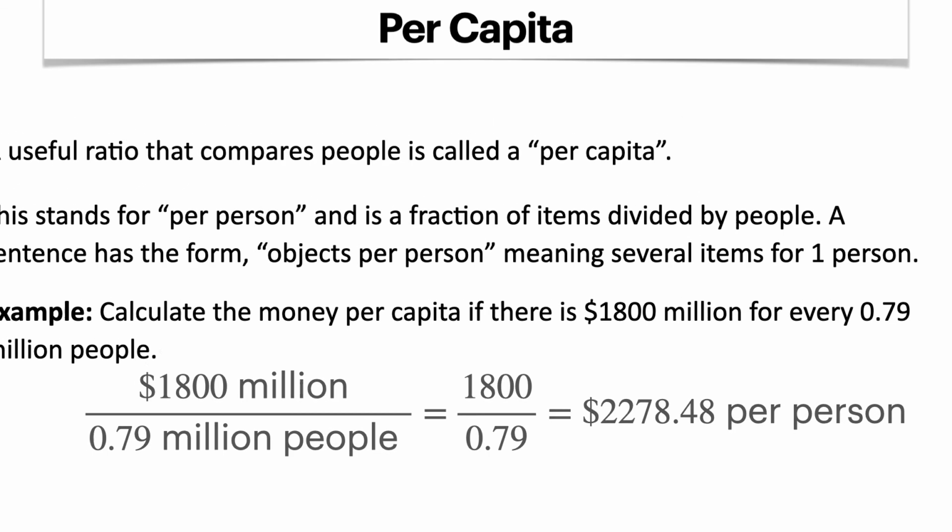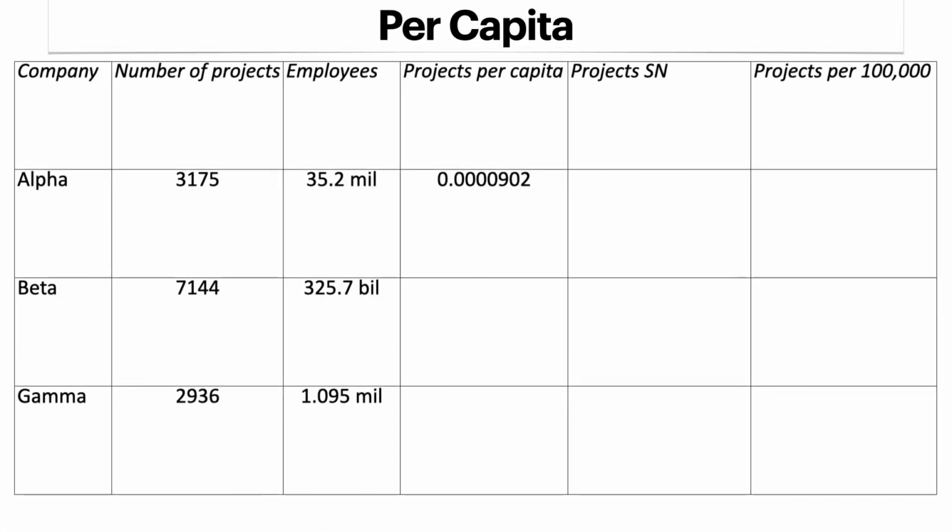Let's look at some more examples. This is an example of a homework problem. We have companies alpha, beta, and gamma. We have number of projects and number of employees. We want to find projects per capita, projects in scientific notation, and projects per 100,000. We'll talk about per 100,000 in just a moment. We're given a head start with the per capita. Notice that it's the number of projects per 35.2 million people, so we have to watch those zeros.